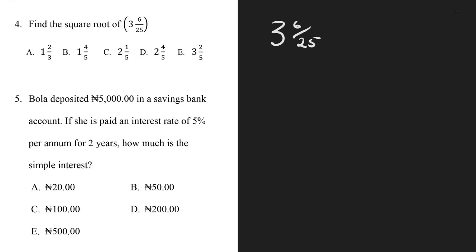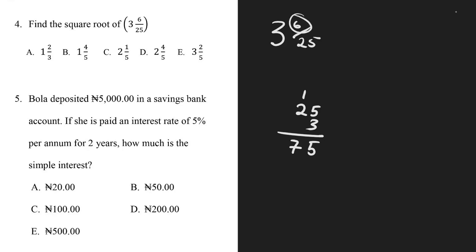So what I'm going to do, of course, we will have to convert these to improper fraction, then we'll find the square root. So how can we convert to improper fraction? By saying 3 times the denominator, right? 3 times 25. So what is 3 times 25? So let's multiply 25 times 3. 3 times 5 is 15, put 5, carry 1. 3 times 2 is 6, plus 1 is 7, right? So we have 75. So 75 plus 6.